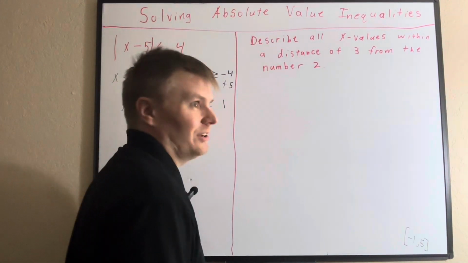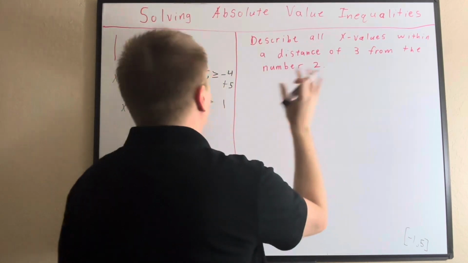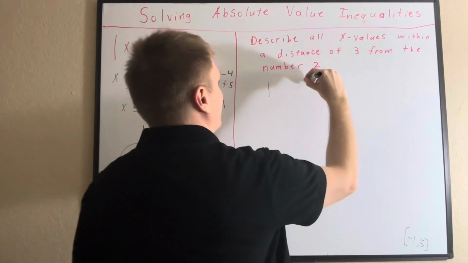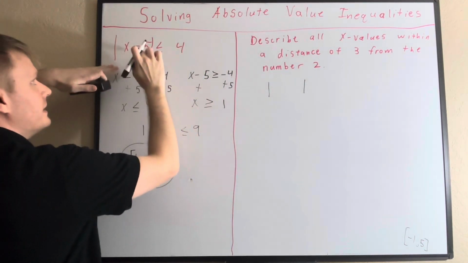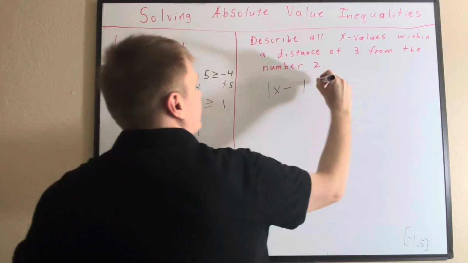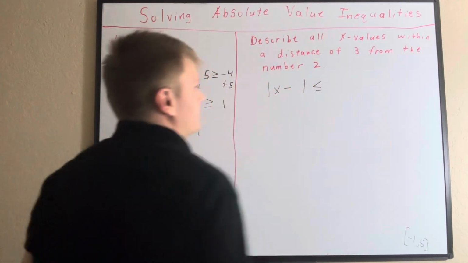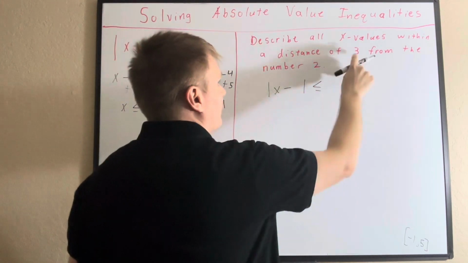This is math. We don't use logic and reason. So when we're writing out the absolute value inequality, it's going to be in this kind of format. We're going to have x minus something, and it's going to be less than or equal to some other number. Well, one of these is going to be 2, and one of these is going to be 3.